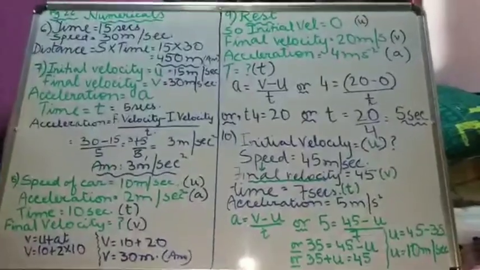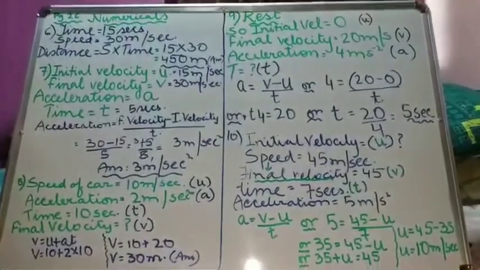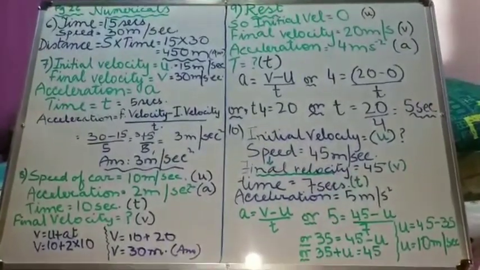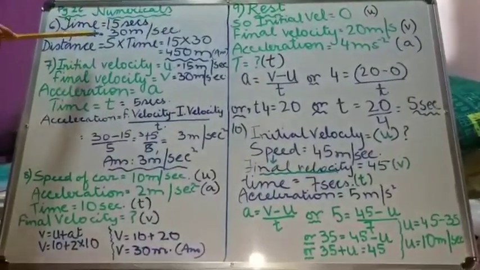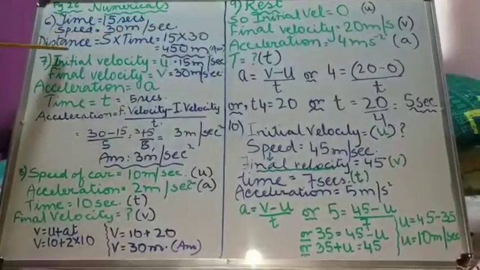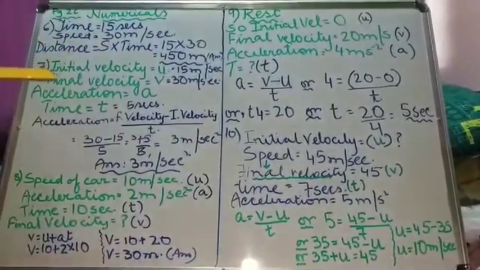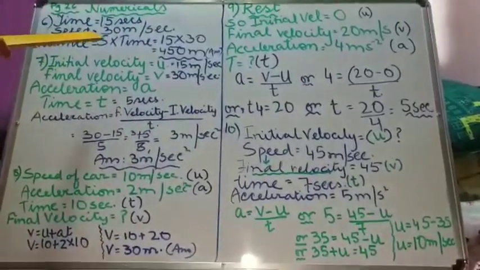Number 6. A boy starts from his home and reaches the school within 15 seconds. So time given is 15 seconds. And what is the speed? Speed is 30 meter per second. What is the distance? Distance I told you before also. Distance is equal to what? How do you take out the distance?